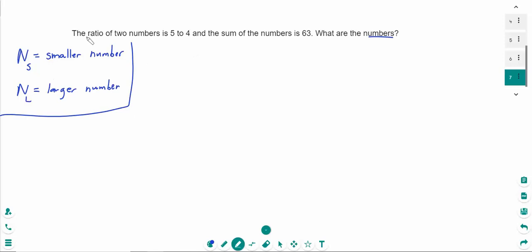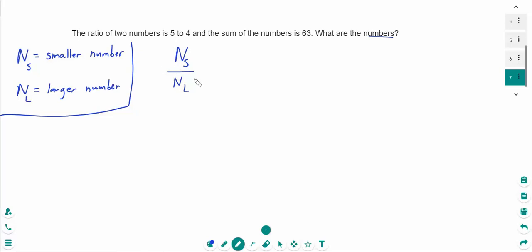And now we're saying there's a ratio. Remember what a ratio is. A ratio is simply a fraction. It's a comparison of two things. So it's a ratio of these two numbers, so it's n sub s over n sub l. That is a ratio of the two numbers in question. Ratio just means a fraction. Don't let it throw you off.